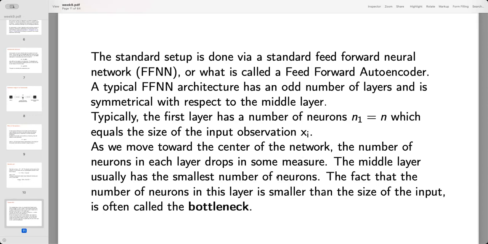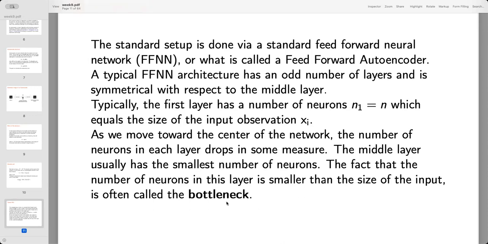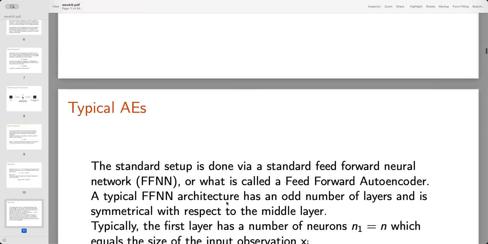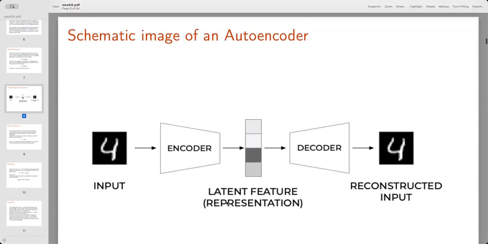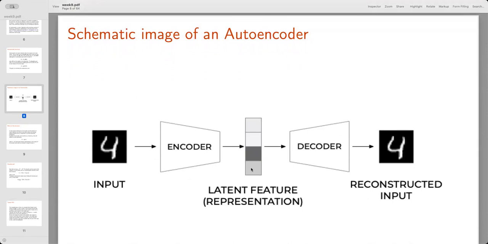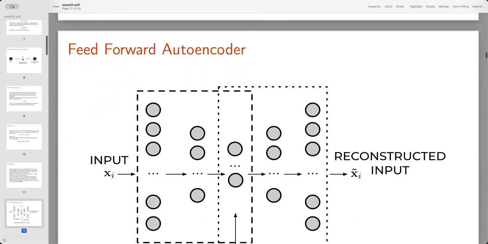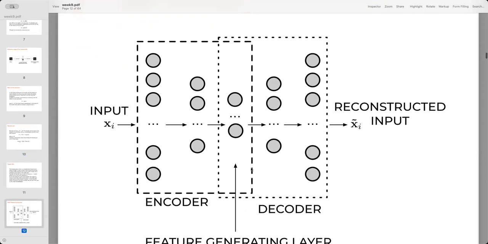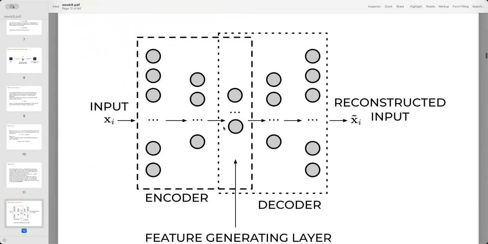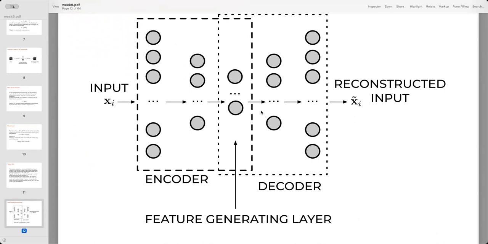And typically the middle layer has the smallest number of neurons. This is often called the bottleneck. And you understand that easily if you go back to the image here. In the middle here, that's where you have the smallest number of neurons. And you see typically you get something which gets smaller and smaller, narrower and narrower. And that's often called just a bottleneck, for obvious reasons. And the typical feed-forward layer would be something like this. You have an encoder part, and then you have some feature-generating layer, and then you have the decoder part, and then you have the reconstructed input.